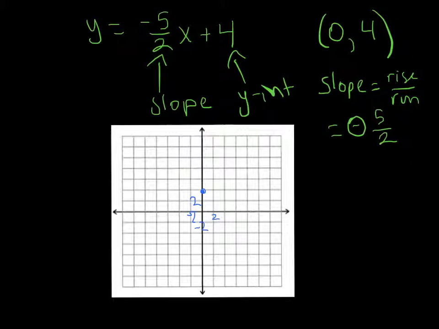I'm going to change color so we can see it. I have a point there. And then we can do that again, down 5, over 2.